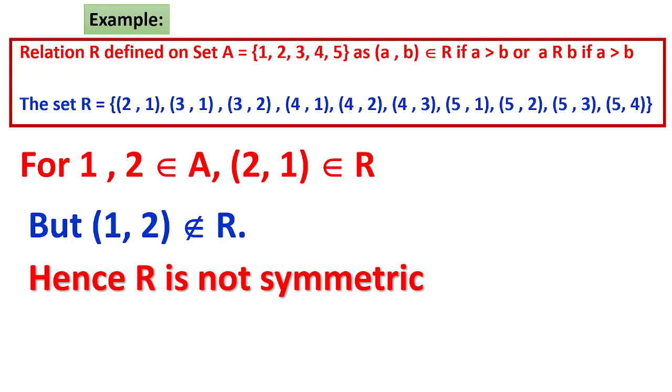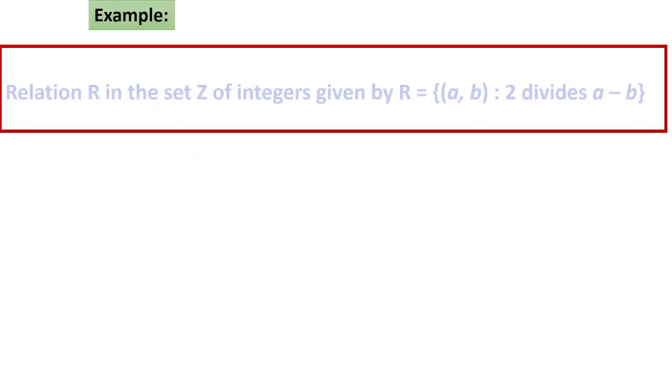Here we are checking whether for (2, 1), (1, 2) is there. Similarly (3, 1) is there but (1, 3) is not there, (4, 1) is there, (1, 4) is not there. It is enough if you prove one element is not satisfying the property of symmetric nature. Let us go to the next example.